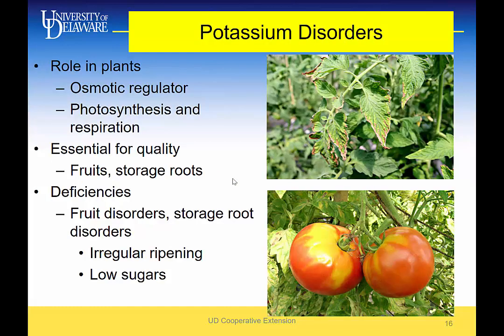All right, potassium disorders. Certainly this is an issue in field crops also, such as soybeans. But we have a lot of issues with potassium in our fruiting vegetables. In particular, it's an osmotic regulator and it's important in photosynthesis and respiration, but it's essential for fruit quality. Essential for maintaining sugar levels, and it's important for developing those fruit tissues. So generally in deficiencies, we get fruit disorders, we'll get irregular ripening, or we'll get low sugars with calcium issues.